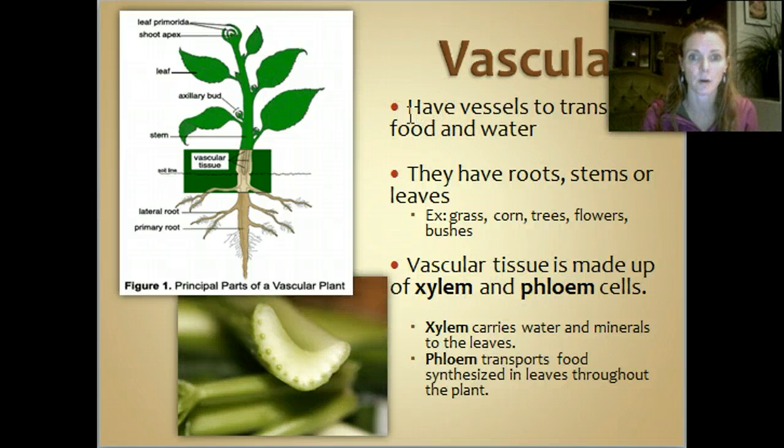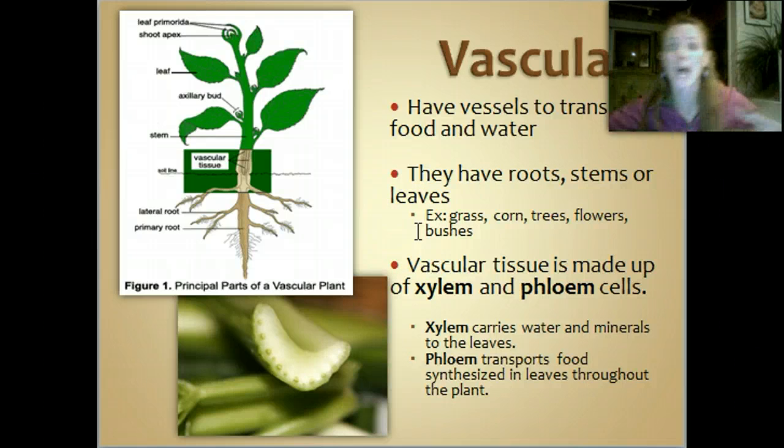Again, the xylem and phloem. They also have roots, and they have stems, and they have leaves, just like we are used to seeing, right? So examples are pretty much everything you see. Grass, corn, trees, and so on.